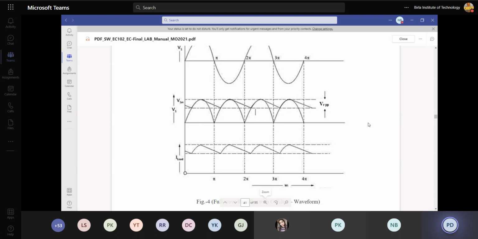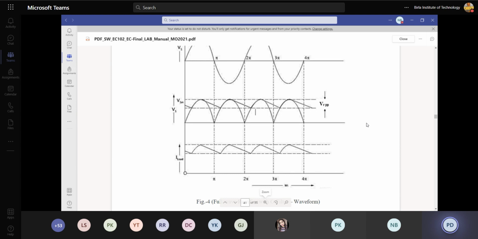Here the time period is pi. And here we can apply the filter also. After connecting the filter, you can check the ripple factor, and without applying the filter, you also check the ripple factor. So once you make the circuit, without the capacitor you calculate the values, and with the capacitor you calculate the values again, and you can observe that the ripple factor value is much improved by using the filter.